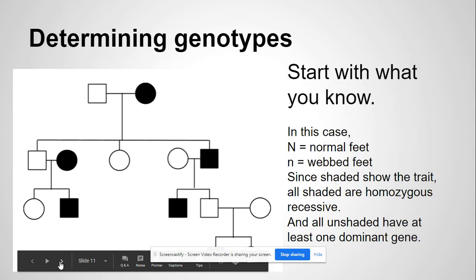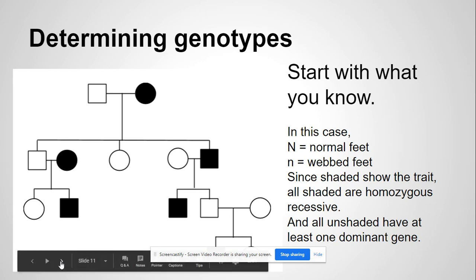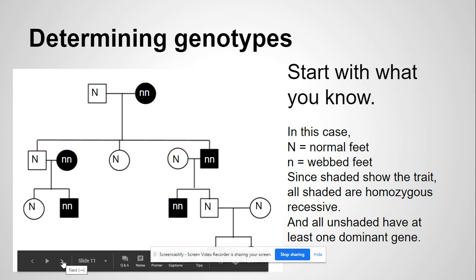Start with what you know. So in this case, dominant is normal feet and recessive is web feet. So since shaded shows the trait, all shaded are homozygous recessive. All the unshaded have at least one dominant gene. So anyone that is shaded in is going to be homozygous recessive, little n, little n. And anyone that does not have the trait would have at least one dominant allele, which would be a capital N.